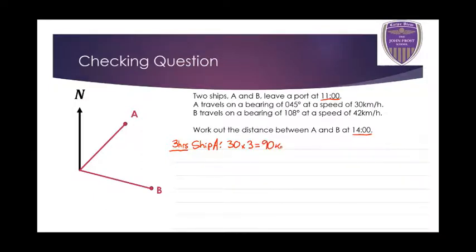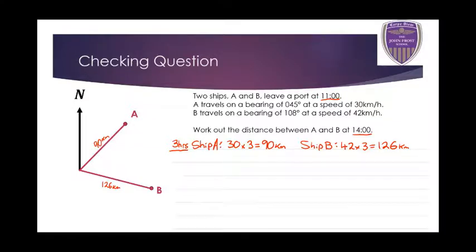that means ship A has traveled 90 kilometers. And ship B, because he's also traveled 3 hours, all we need to do is his speed, which was 42 kilometers per hour, times 3 hours. So 42 times 3 equals 126 kilometers. Now we can label these two lines on our diagram. Ship A has traveled, not 40, 90 kilometers, and ship B has traveled 126 kilometers.